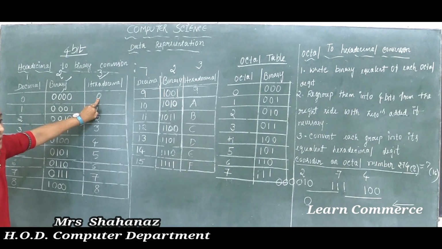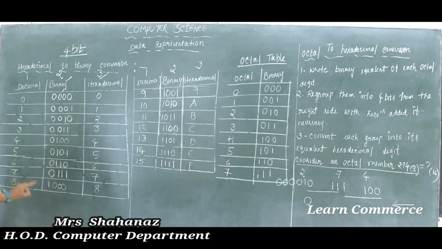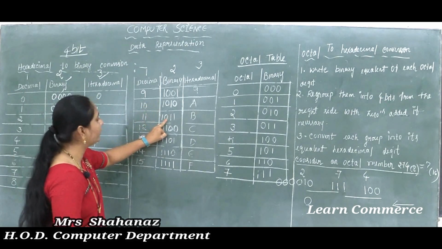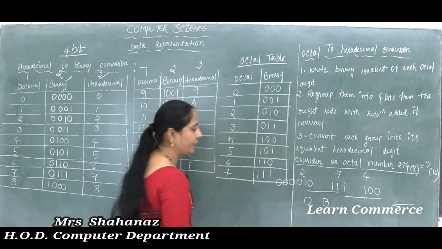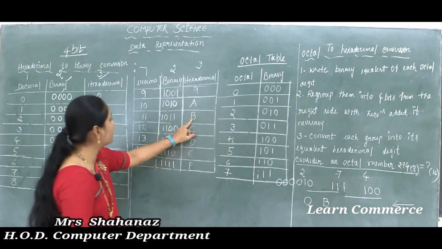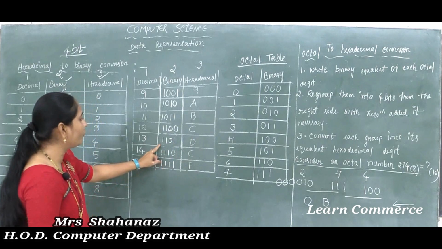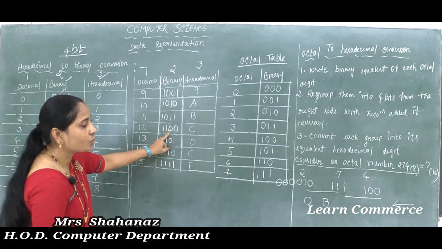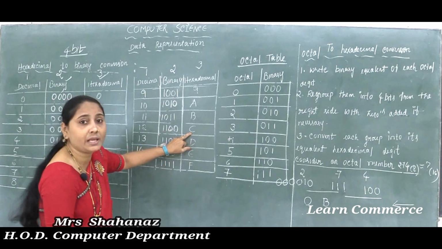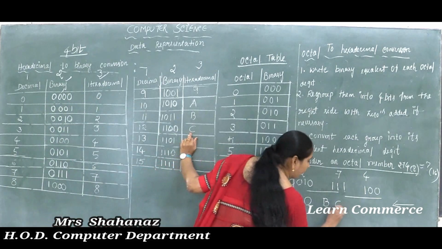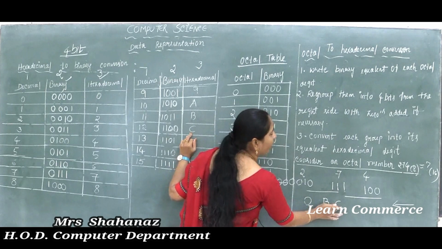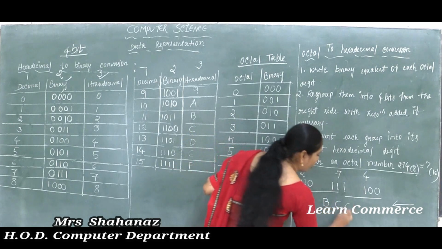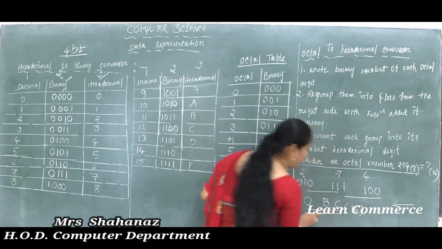Next group 1 0 1 1, the value is B. Okay, the value is B. And later the last one, 1 1 0 0, the value is C. So like that we can convert, and the answer is 0BC. Okay, 0BC, and we need to convert into the hexadecimal conversion.